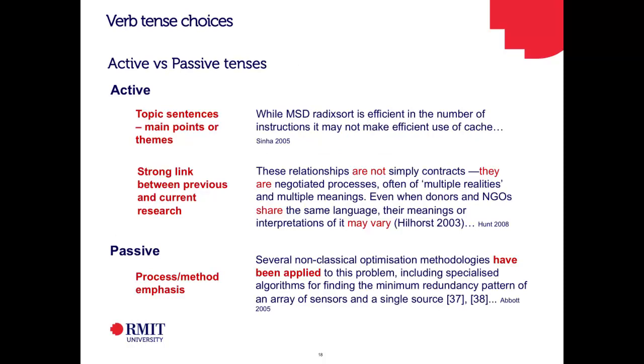When do we use active voice and when do we use the passive voice? The active voice is best in topic sentences where we're making claims or establishing key themes. It also indicates a strong link between previous and current research. The passive voice tends to be used most when processes or methods are discussed, in particular in quantitative scientific studies where the researcher wants to highlight that their work is objective, rigorous, and replicable. It focuses on the what and how, not the who.